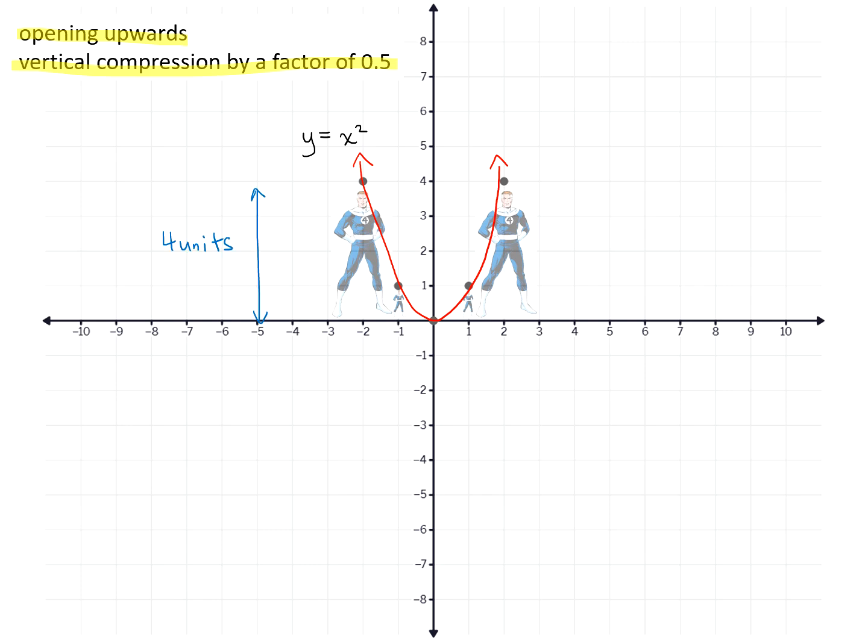The Mr. Fantastic on the far left originally has a height of 4 units. He is now going to have a height of 2 units. The shorter Mr. Fantastic on the left has a height of 1 unit. His new height is going to be half of that. So 0.5 units or half a unit. The vertex is going to stay exactly the same. I'm going to shorten the other Mr. Fantastics on the right.